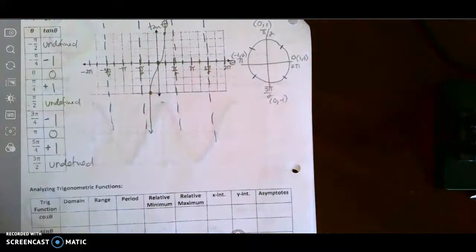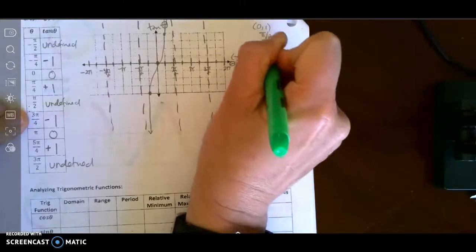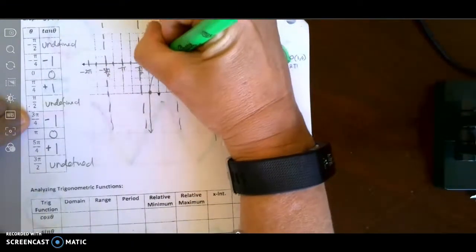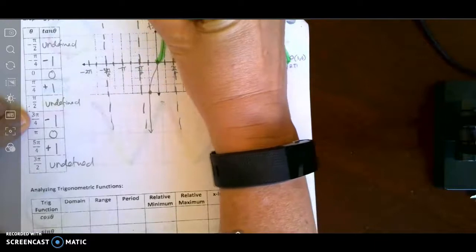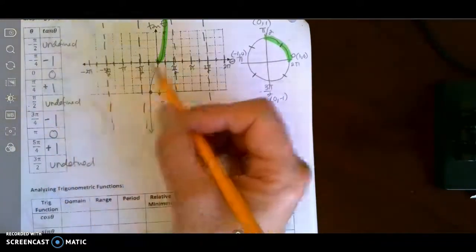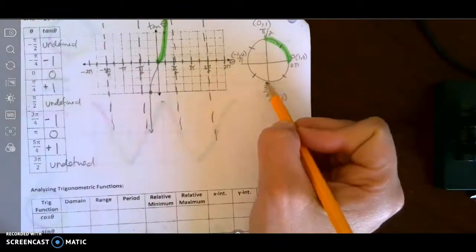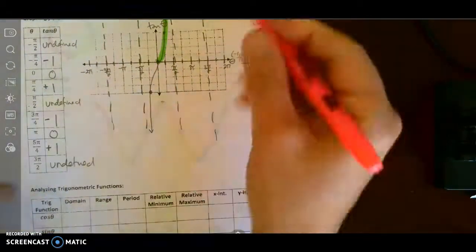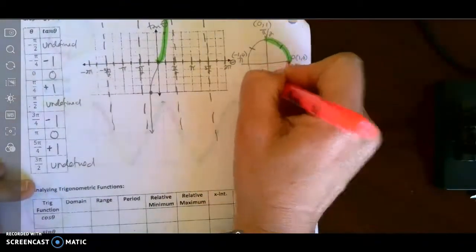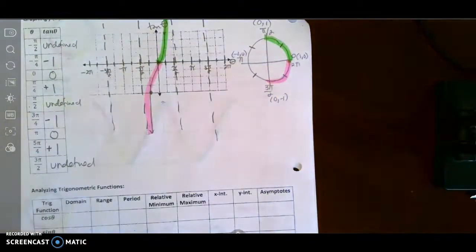And if I use my colors, remember green is quadrant 1, going from 0 to pi over 2. So from 0 to pi over 2, this is going to be green. Then, keep going in my table. Well, we can talk about what color this would be. This is going this direction, which is my pink, or quadrant 4. So that would be here that I'd have so far.